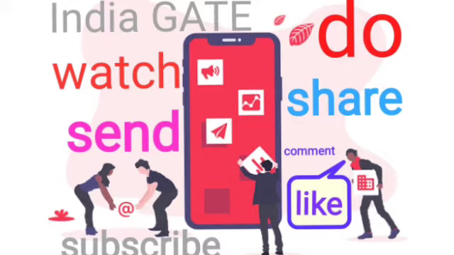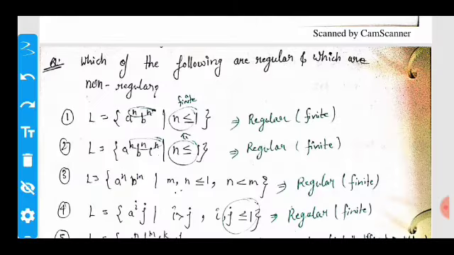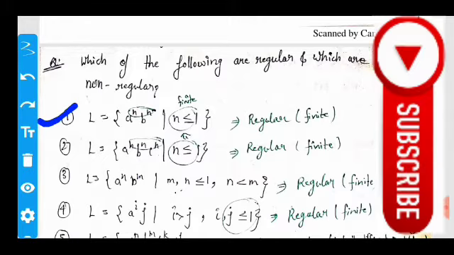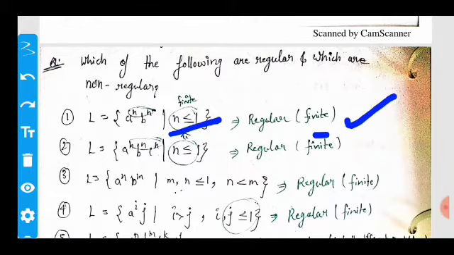So the first question is L equal to a to power of n b to power of n such that n is less than equal to 1. You have to consider that here the power of a and b is the same, so it might seem not regular, but that is false because here the condition is finite. So we say that it is a regular language. Now move on to the next question.